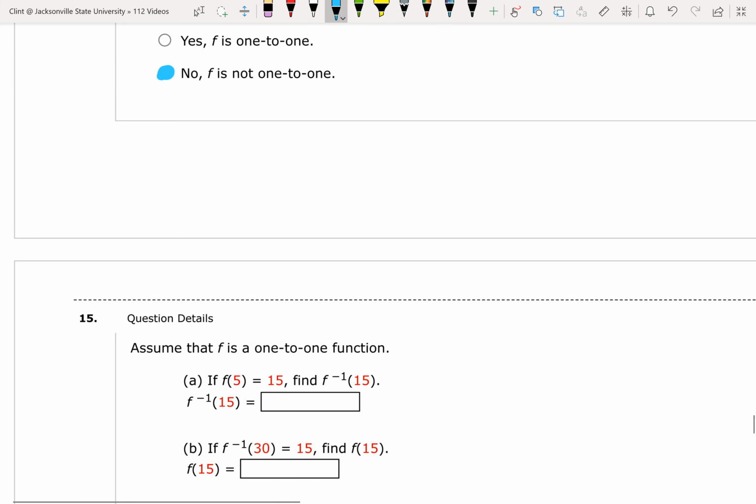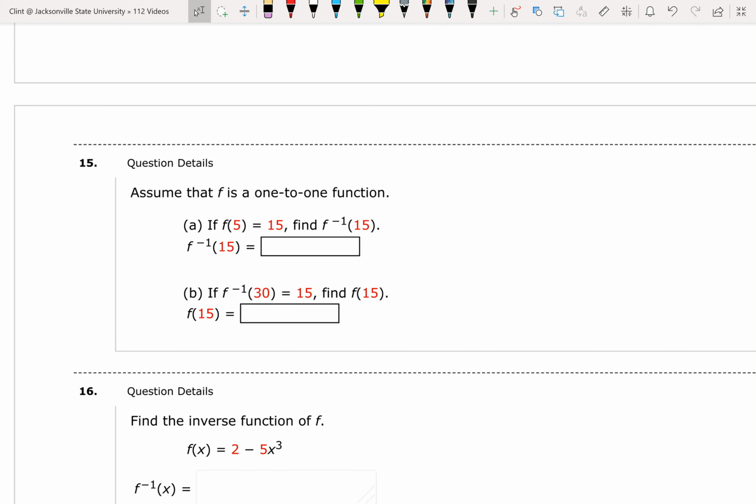15 says assume that f is 1-to-1, so that means it does have an inverse. It tells us if f of 5 is 15, what's f inverse of 15? Well, you just go backwards, so it's going to be 5. Remember, the inverse function just switches x and y. Part B says if f inverse of 30 is 15, what's f of 15? Well, it's going to be 30. It just goes backward.